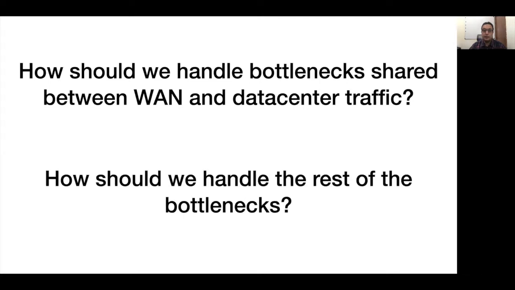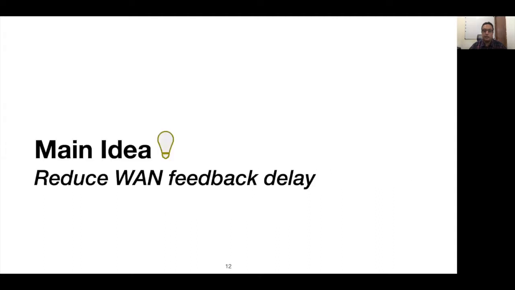The second question is, how do we answer the first question while still efficiently handling other types of bottlenecks? Our main idea to answer the first question is to tackle the root cause of performance impairments when data center and WAN traffic compete. That is the slow reaction time of WAN traffic. We do this by reducing its reaction time through fast feedback. We answer the second question leveraging existing algorithms.